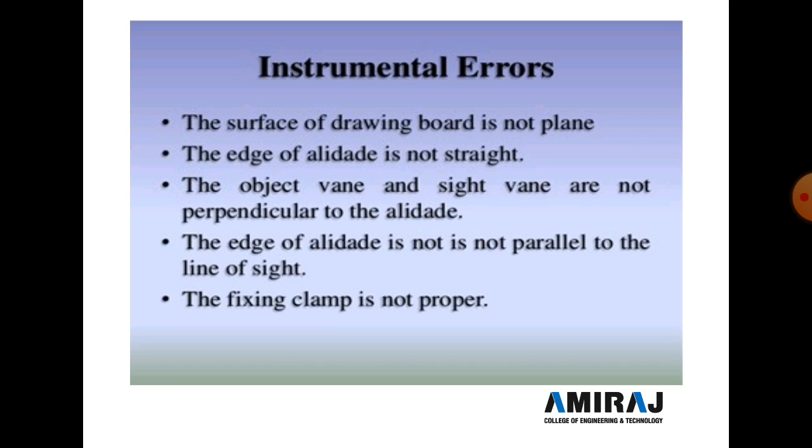And the object vane and the sight vane are not perpendicular to the ruler. When we open the object vane and eye vane in the ruler, they must be perfectly at a right angle to each other. So if the ruler is bent, or the eye vane and object vane are not opened perfectly, error is generated. That is an instrumental error. The edge of the ruler is not parallel to the line of sight, and the fixing clamp is not proper. At the time of fixing the clamp, the table rotates or moves, so it is an instrumental error.